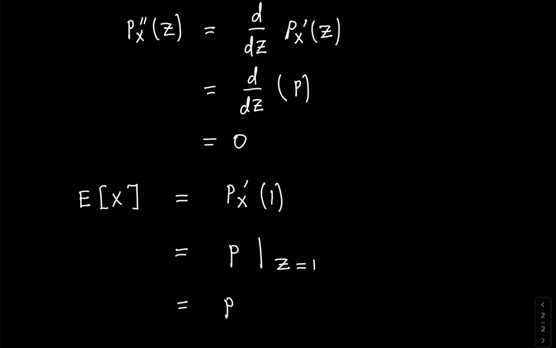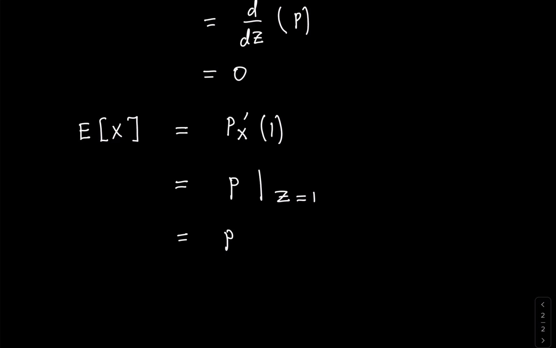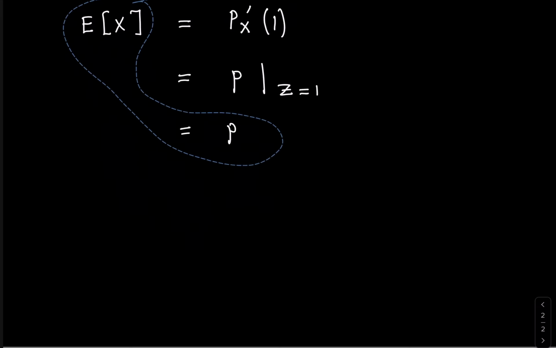And this does already match what we know about the first moment of the Bernoulli random trial. We do know that the expectation is equal to the parameter p.